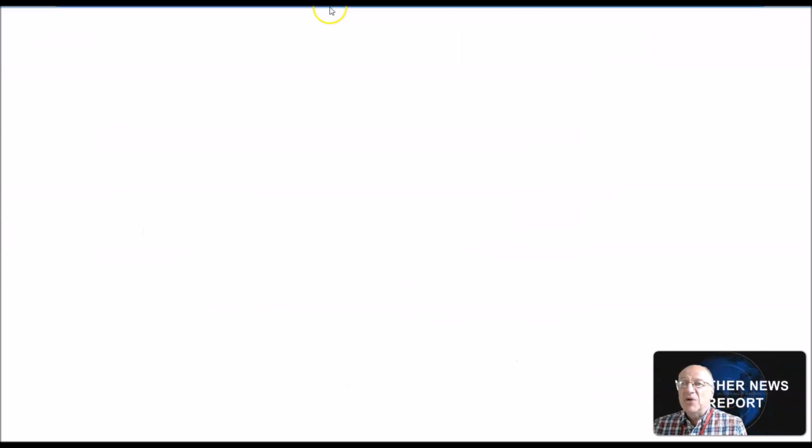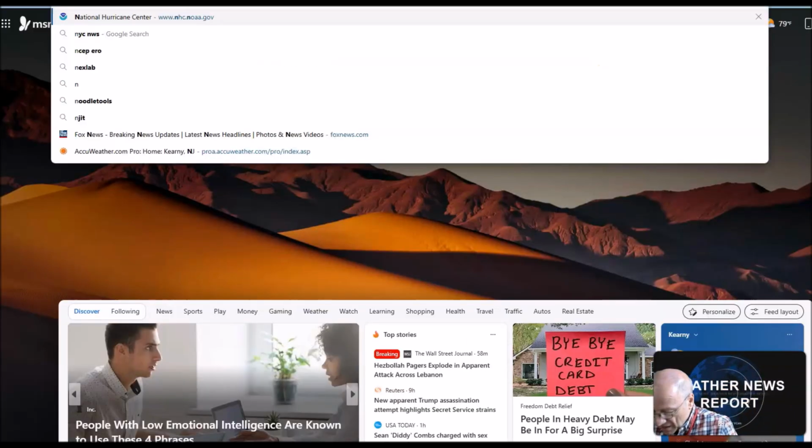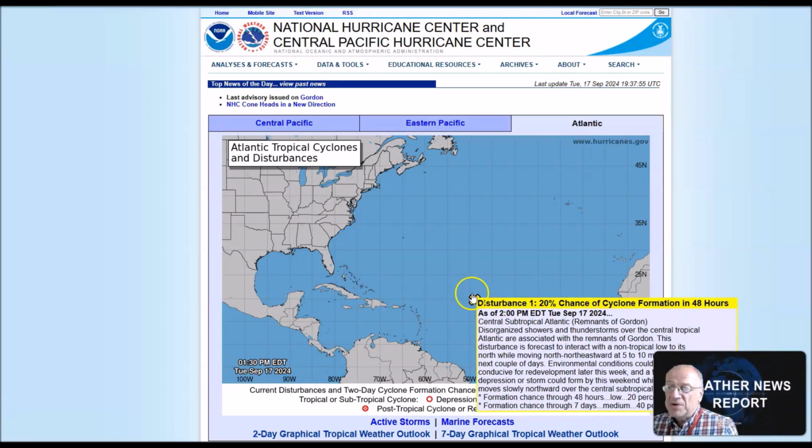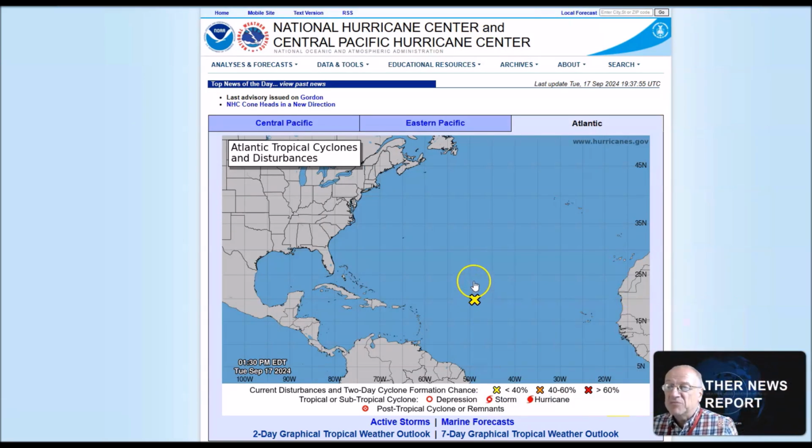We're going to take a quick look at the tropics. We don't have much going on, and we'll show you right here. All we have here is the remnants of Gordon right here, and this is forecast to move northward and merge with another non-tropical low later, and a tropical storm could redevelop by the weekend. So it remains pretty quiet here.